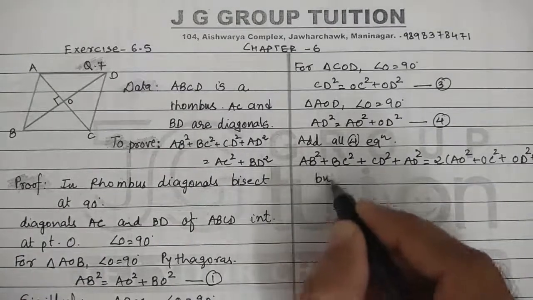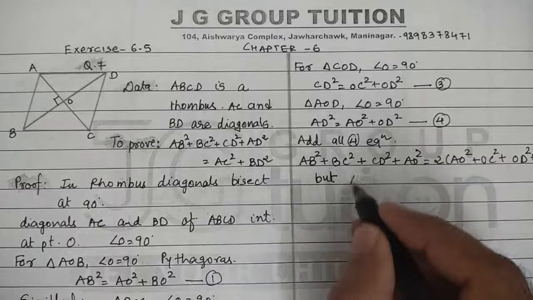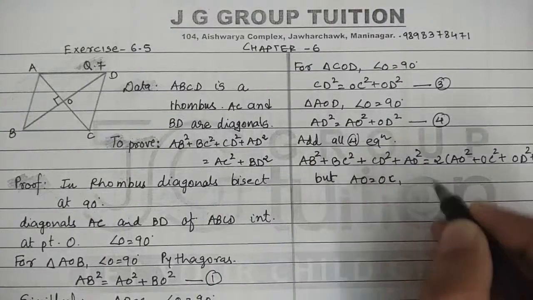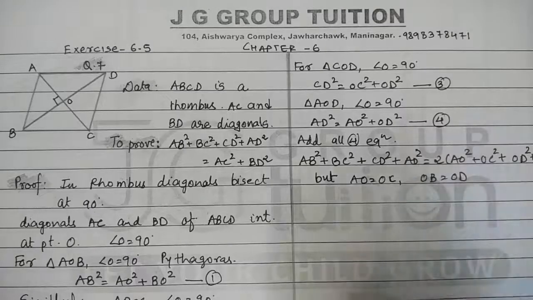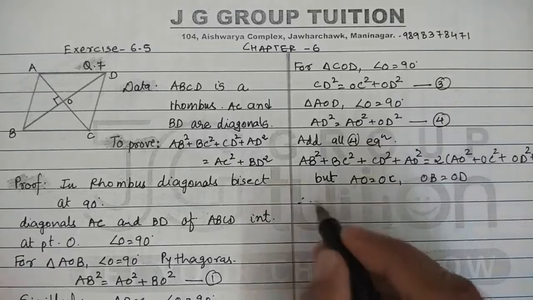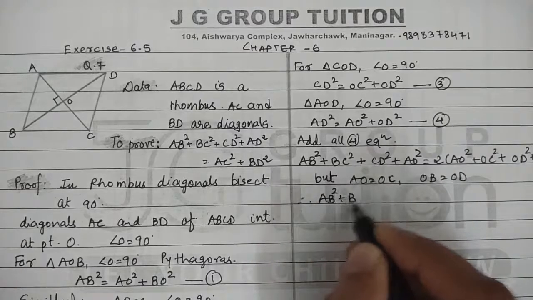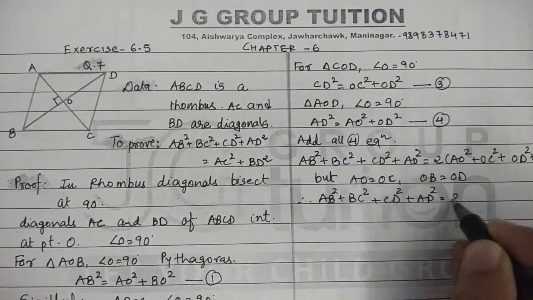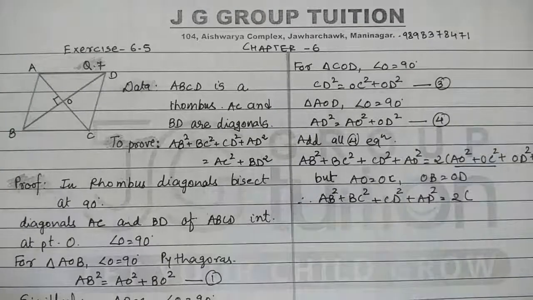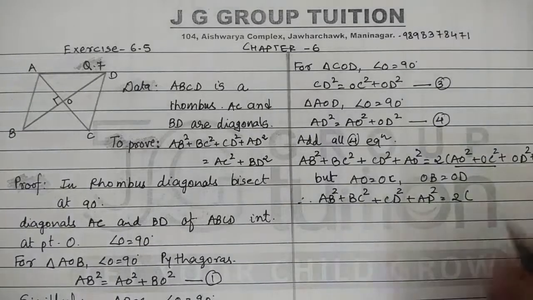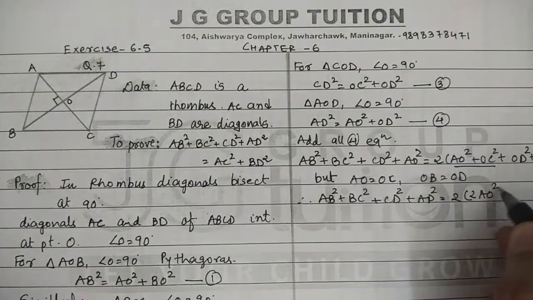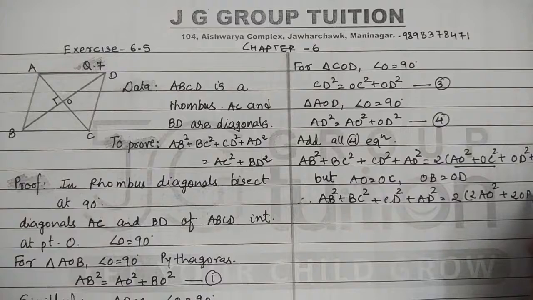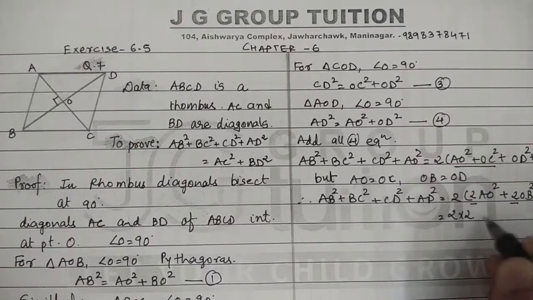But as we know that the diagonals bisect each other, that means AO is equal to OC and OB is equal to OD. So from here we'll substitute this value here. So we'll get AB square plus BC square plus CD square plus AD square is equal to 2. AO square and OC square are the same, so both are the same. So 2 times AO square and this is written 2 times OB square. I'll take 2 outside from both of these. So I'll get 2 is already there and 2, so AO square plus OB square.